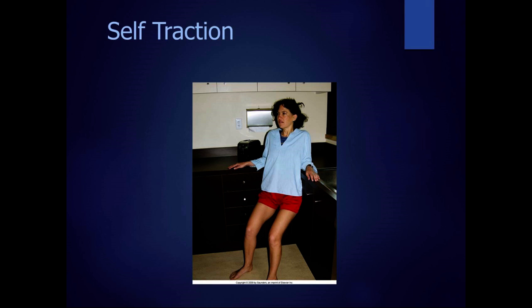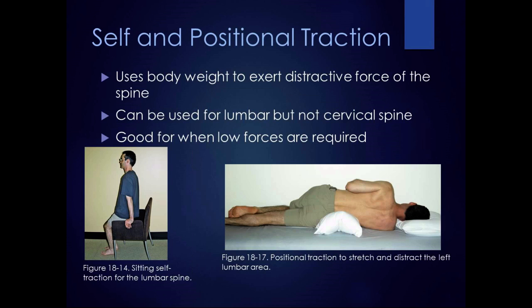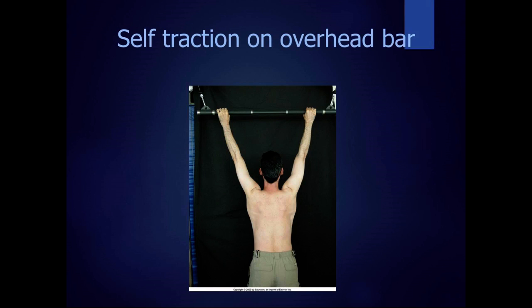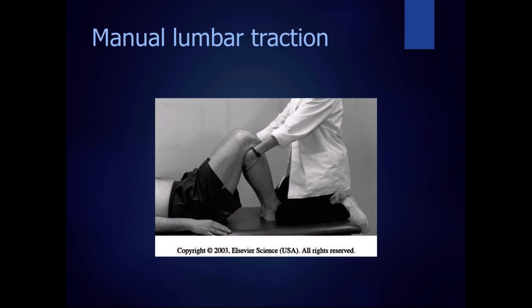The nice thing about the positional traction is you can gap a specific level, and it uses three-dimensional gapping. So you get a combination of flexion, rotation, and side bending that's going to gap the joint that you want. And so a lot of times positional traction can be effective for the right things. There's also self-traction on an overhead bar. You get a little more thoracic effect on that.